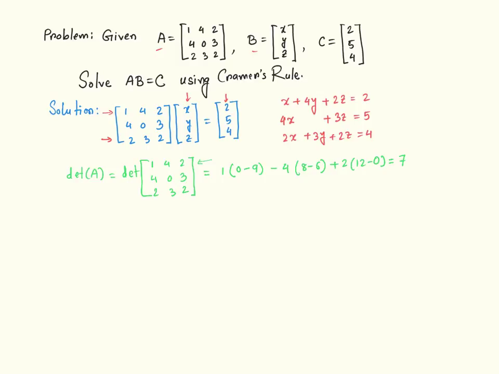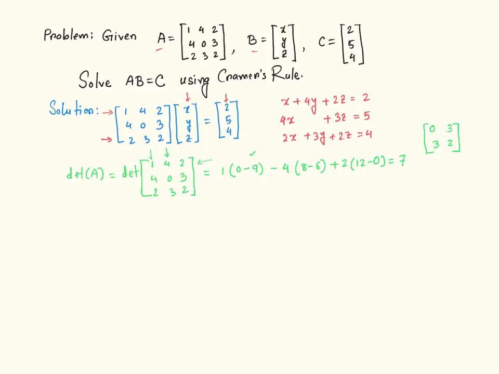1 times 0 minus 9, so I ignore the first column and the first row. That gives me the matrix 0, 3, 3, 2. So the determinant of that is going to be 0 times 2 is 0, minus 3 times 3 is 9. So that's exactly what I have.